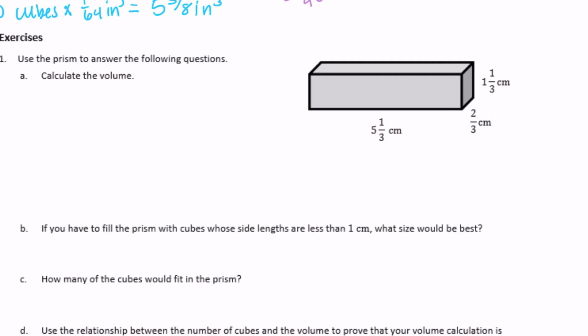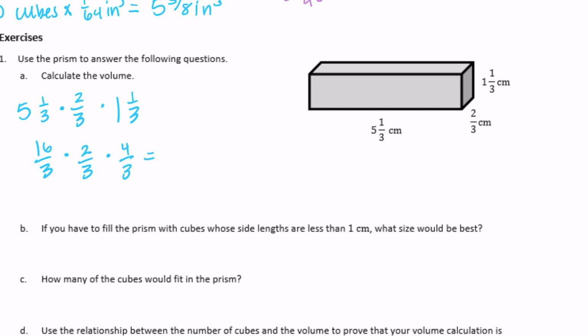Okay, number 1. Use the prism to answer the following questions. Calculate the volume. So let's start by calculating the volume of 5 1/3 times 2/3 times 1 1/3. I'm going to make them all improper fractions. 5 1/3 is equal to 16/3, times 2/3 is already, and 1 1/3 is 4/3.